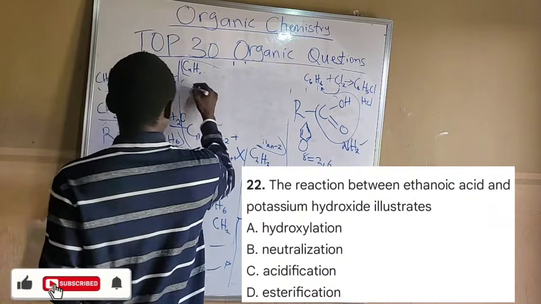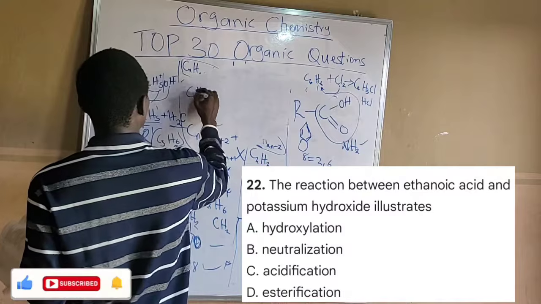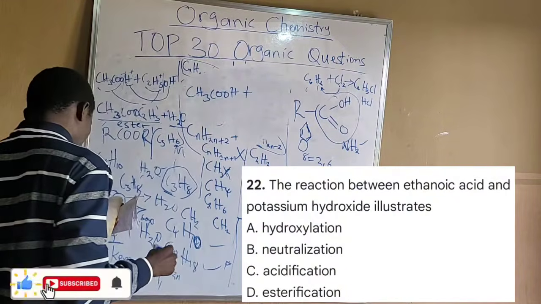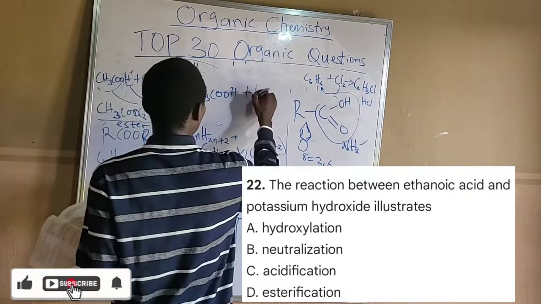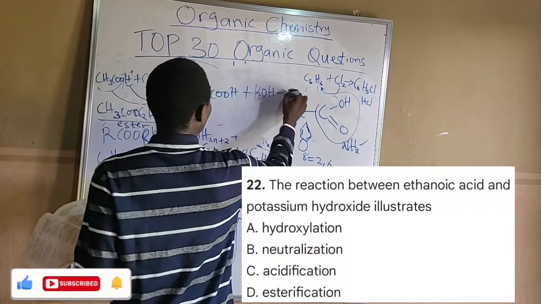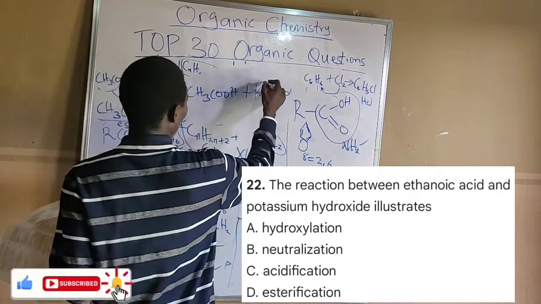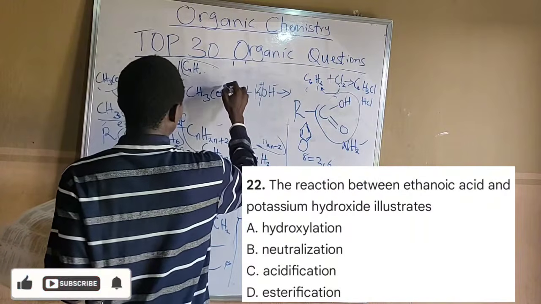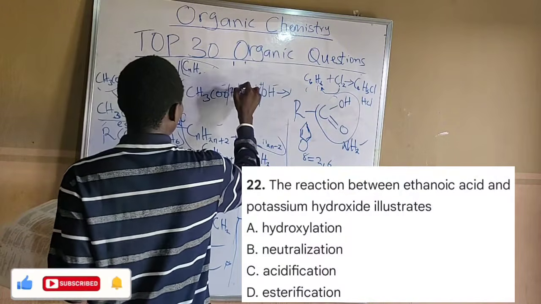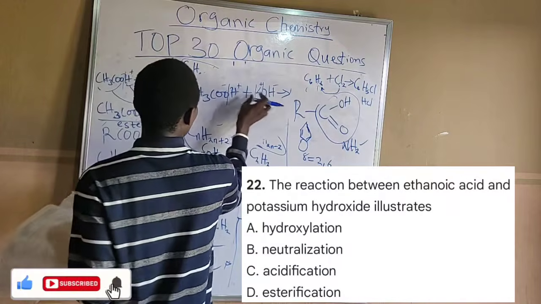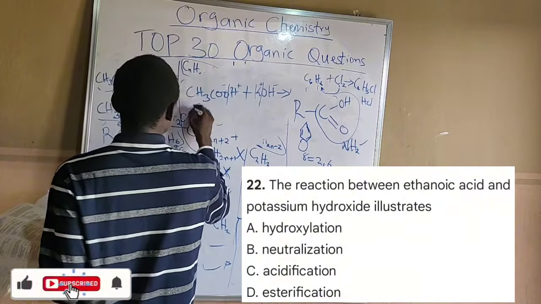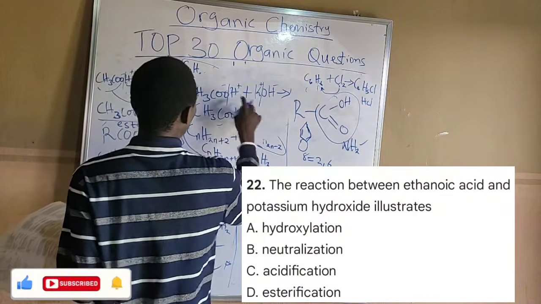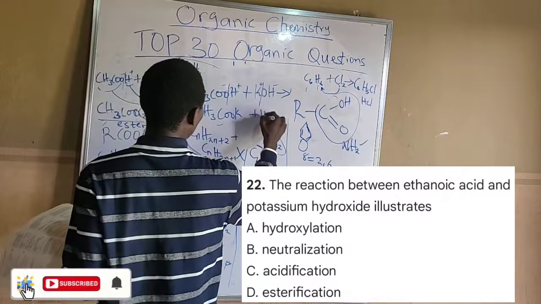An example of this is ethanoic acid, CH3COOH, plus potassium hydroxide. So this reaction gives us what? When this one breaks, we have positive and negative. When this one breaks, we have negative and positive. So this negative will match with this positive. That will be CH3COOK, plus this one, we join with the remaining OH here to form H2O.